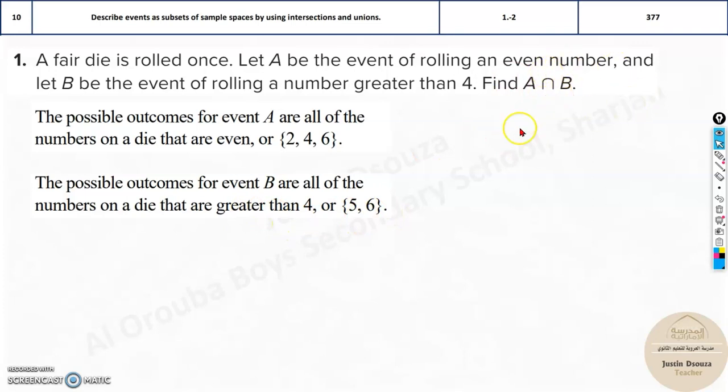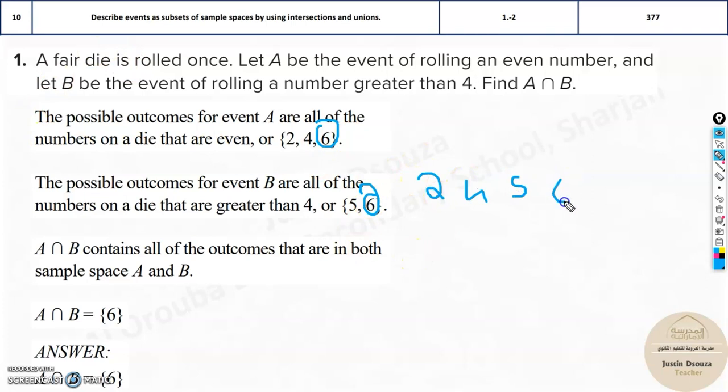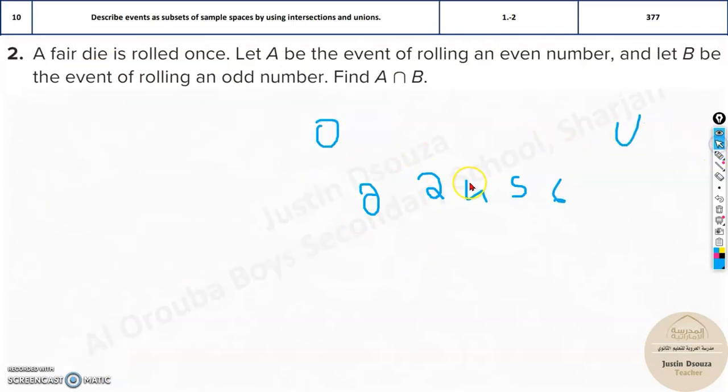Now A intersection B means the numbers that are there in both of these events. A intersection B contains all the outcomes in both of these sample spaces. Whatever we write for an event, that's the sample space. Intersection means whatever is present in both. That is only 6 over here. So the answer is A intersection B is 6. Whereas union means all these sample spaces together. It would be 2, 4, 5, and 6. That is union.